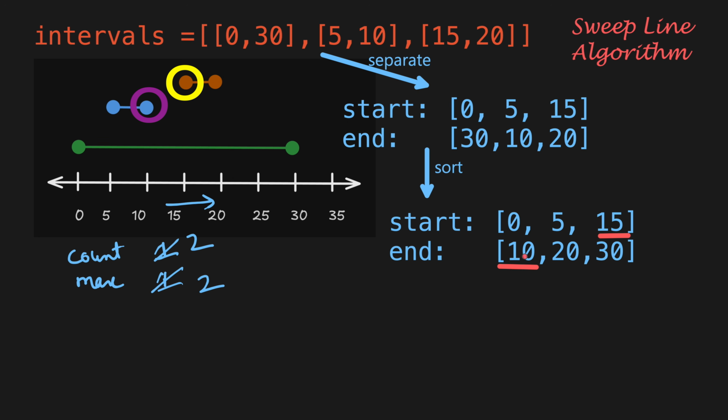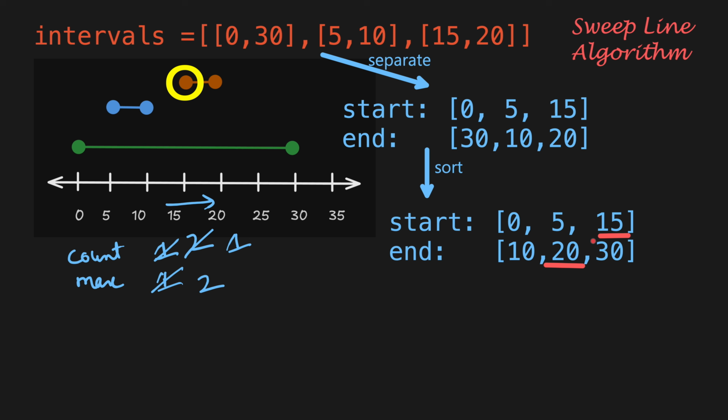Now the start pointer points to time 15 and the end pointer is at 10. And since 15 is now more than 10, we have an earlier event where a meeting is ending. So a room becomes free and hence the count of rooms required will drop to 1. And this time we advance the end pointer forward.